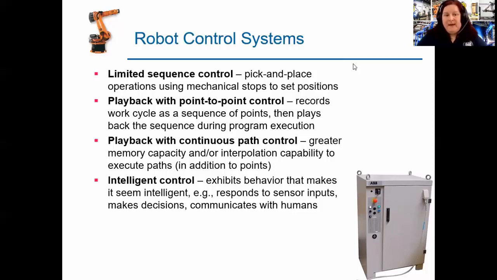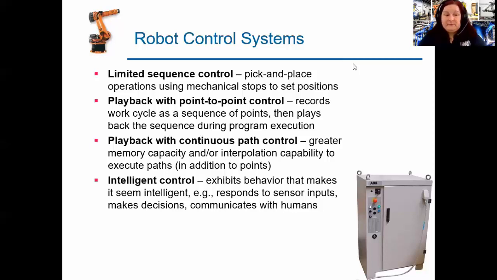And then playback with continuous path control. This requires a greater memory capacity or an interpolation capability to execute a path in addition to points. For example, when we want to do CNC of a turbine blade or something with a very crazy shape, we might have a robot holding the milling tool, and then it goes slowly and starts making these turbine blades slowly. But we care about every single point. So in spot welding, it's point, weld, point, weld, point, weld. But when you have continuous path control, we care about every single point throughout the way.